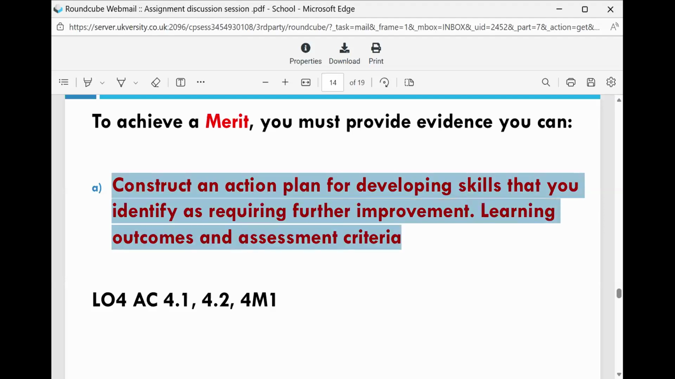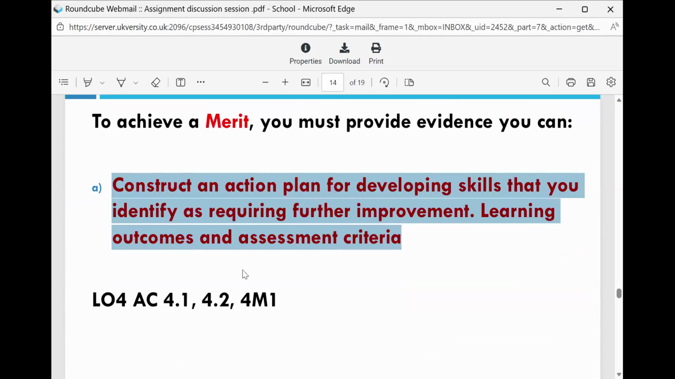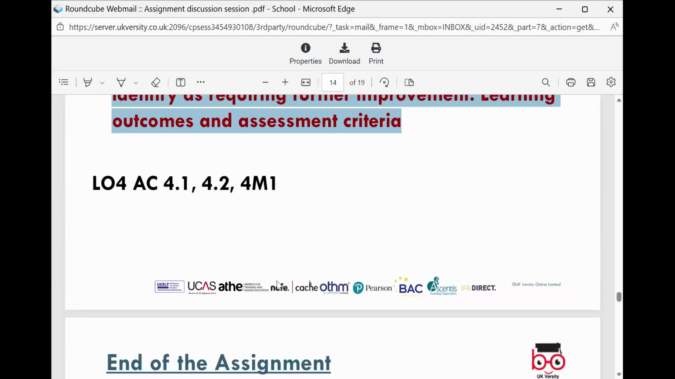So for this task 2, you will be looking at learning outcome 4, 4.1, 4.2, and 4M1, okay, to achieve task 2 and get a merit. Now, if you just want to do the pass criteria, you would only stick to doing the top 2, okay? And the extension criteria is if you want to gain a merit, and here you will be looking at learning outcome 4, 4.1, and 4.2. And you need to make sure you are completing the tasks, and making sure you are completing the assessment criteria for each task.